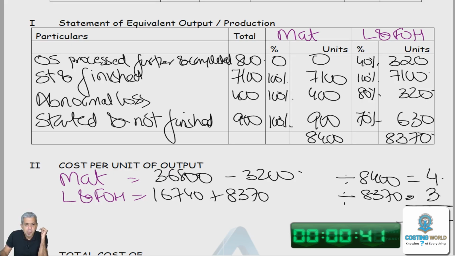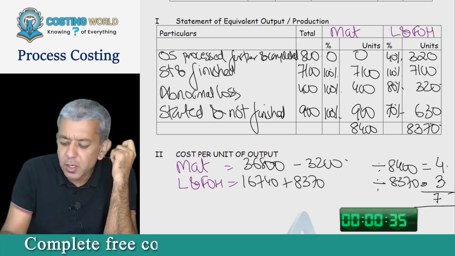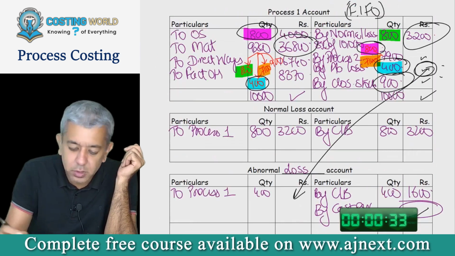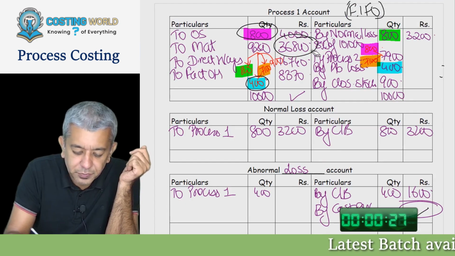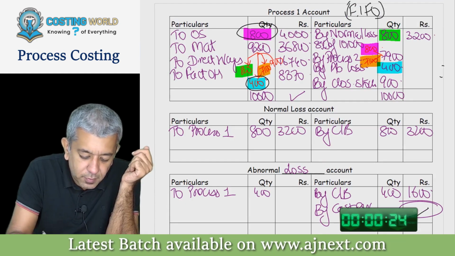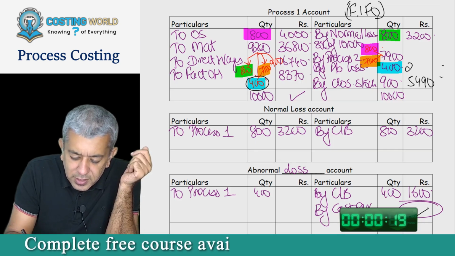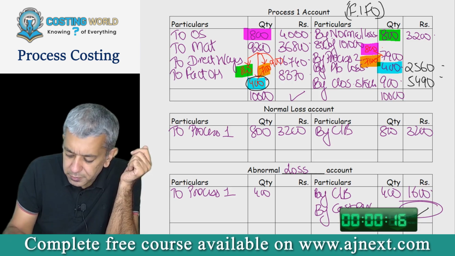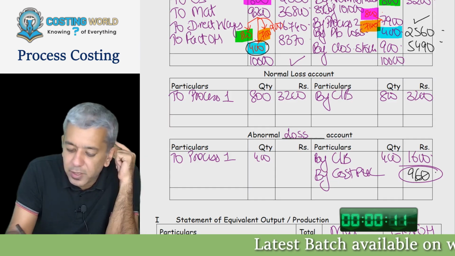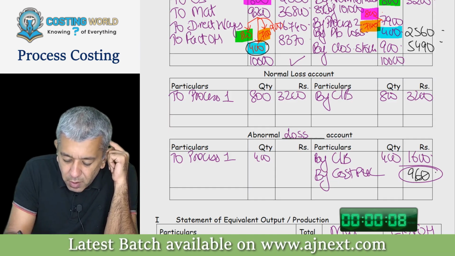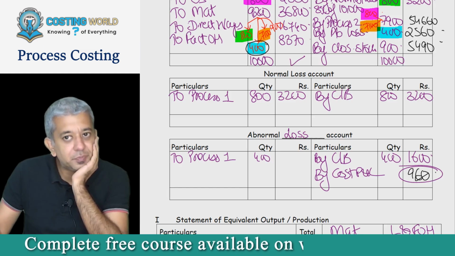Is it tallied? Yes, sir. Okay, then it's fine. The closing stock comes to how much? Closing stock 5,490. Okay. And I guess this comes to 2,560. Yes, sir. So this is 960 rupees that goes to costing P&L. And finally this particular figure 54,660. Okay. Everybody please complete and then we'll start further.